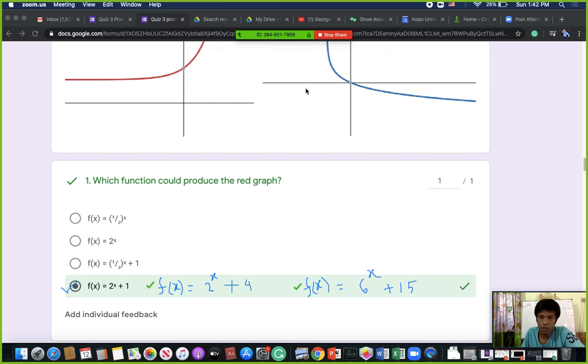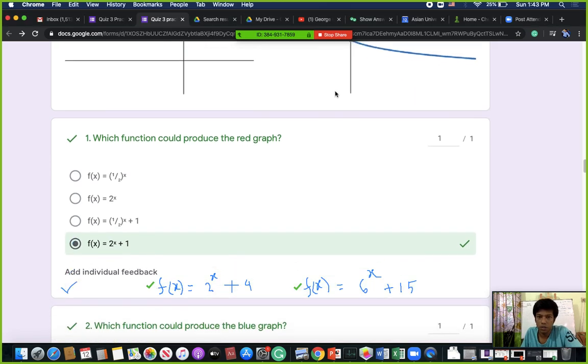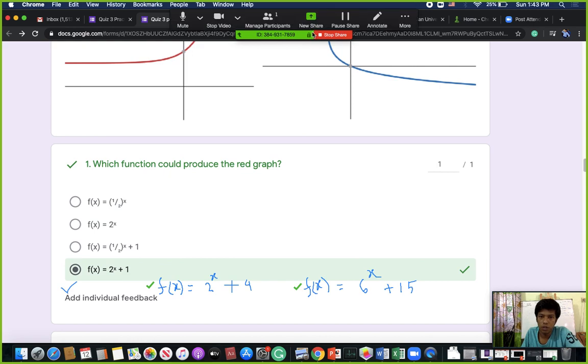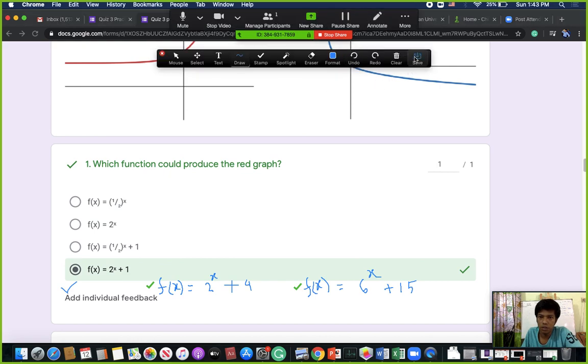So let's go to the next one. I should clear it first. Clear my drawing. Okay.